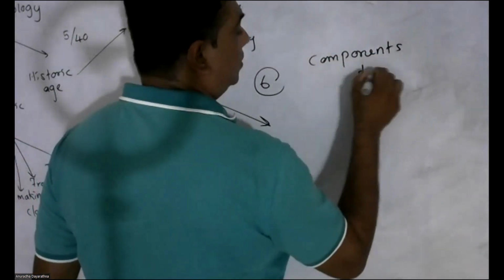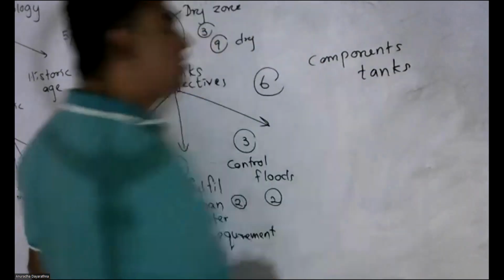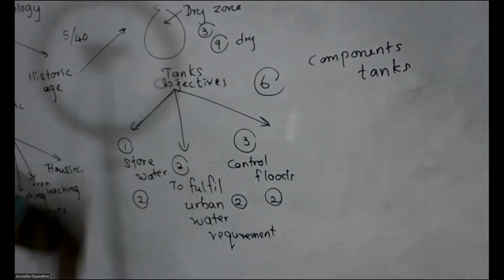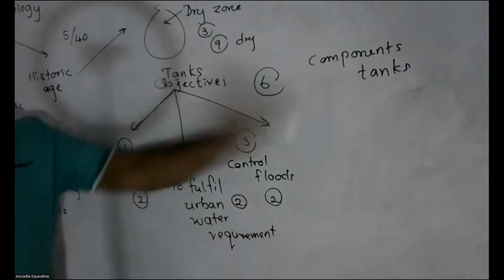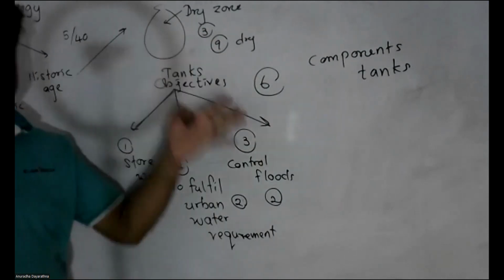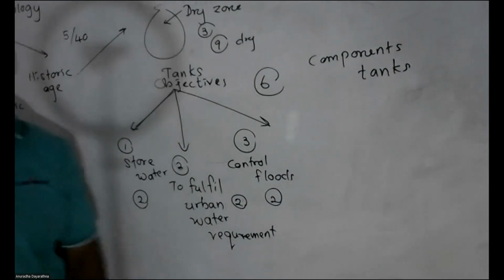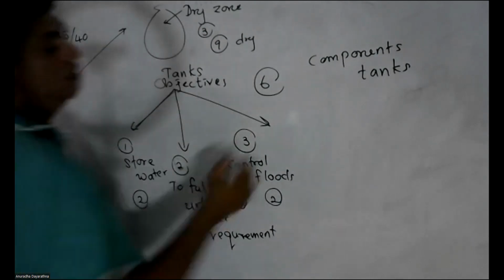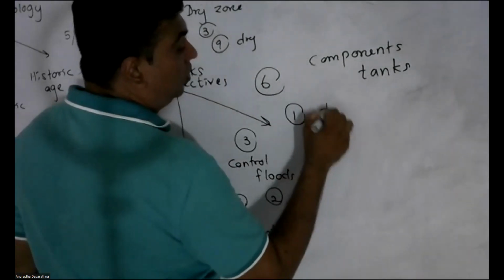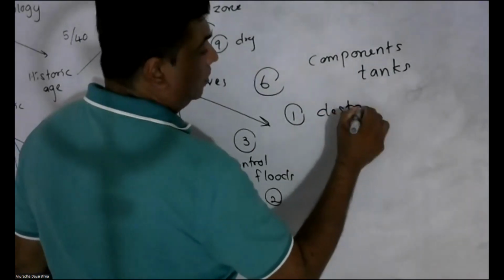components of tanks. So what are known as components? Components means the parts of the tank. When constructing a tank, early engineers considered two factors. What are the two factors they considered? How to control destructive pressure.